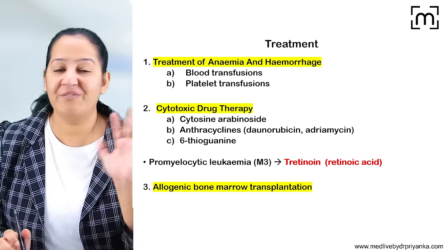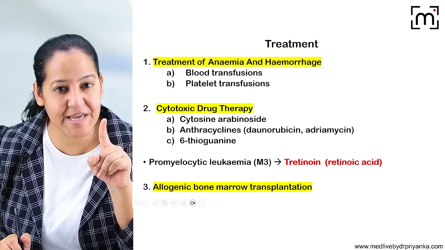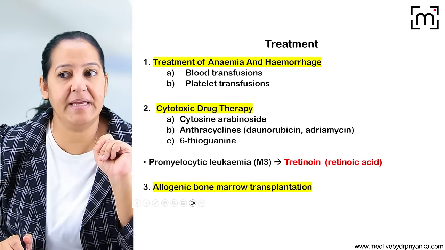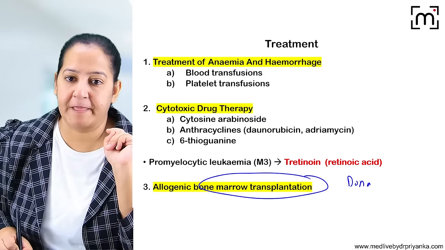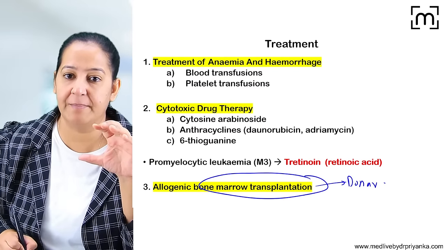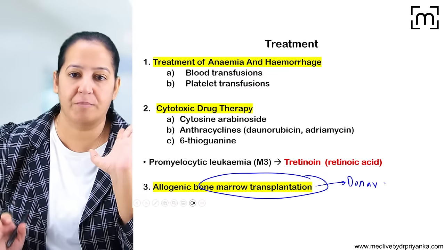And the treatment. Here we don't have any targeted therapy, unfortunately. We have targeted therapy for CML. The CML targeted therapy is imatinib. Here we have to perform bone marrow transplant if a donor is available. If the patient is young, a donor is available, HLA matching is there, and everything is suitable, the best is to go with the bone marrow transplant.